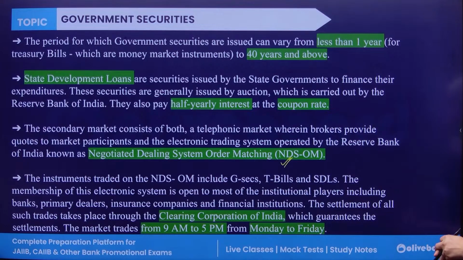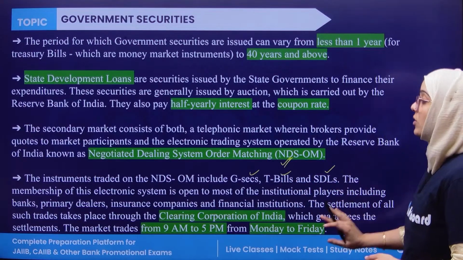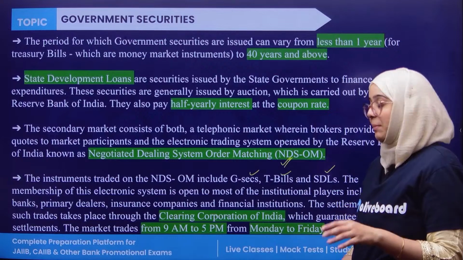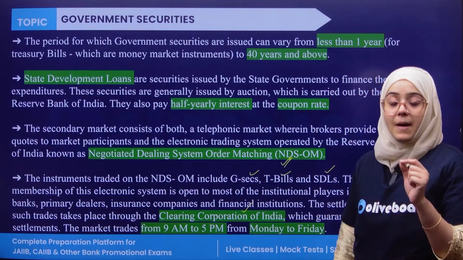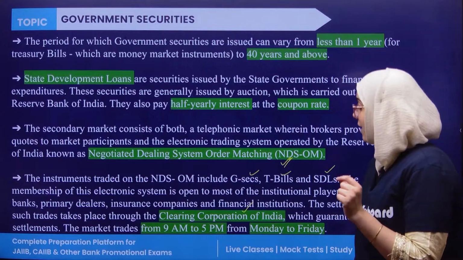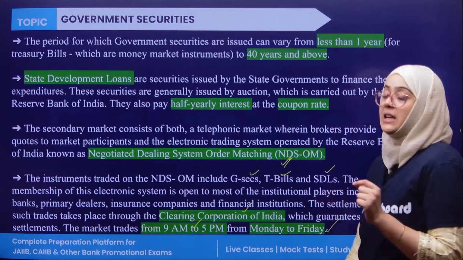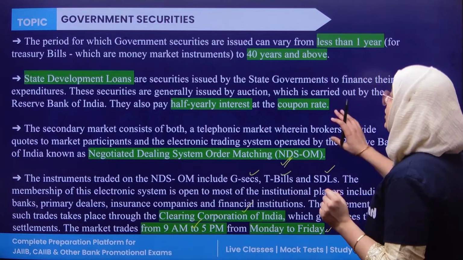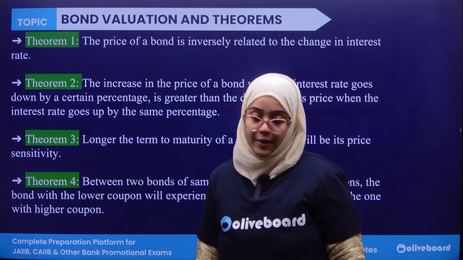Now if we talk about government securities, this includes G-Secs, treasury bills, and state development loans also. The trading is settled by the Clearing Corporation of India, and the market for government securities runs from 9 a.m. to 5 p.m., Monday to Friday, right? So these are the important points related to government securities, everyone.